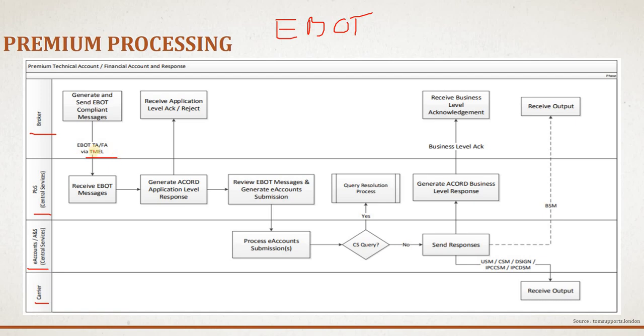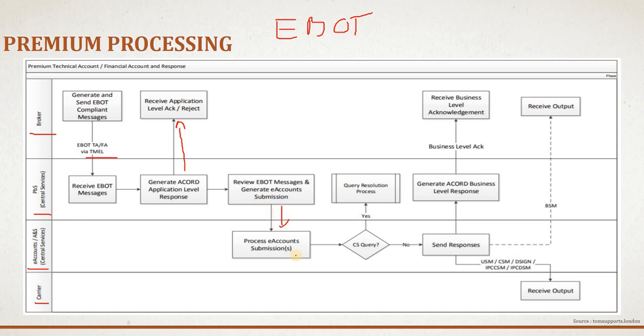If you don't understand TMEL, then I recommend you go back to my previous presentation where I explained the TMEL. Then the PBS central services will receive the ebot messages and generate the application level responses, which tell the broker system that the message has been accepted by the PBS services.